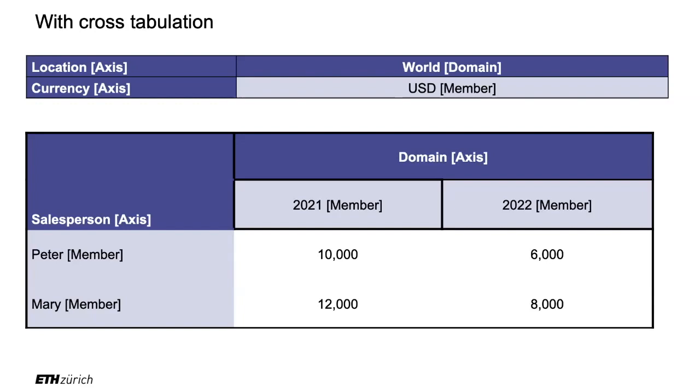But the thing that changed compared to the previous view is that I didn't slice on the location. I aggregated my location all the way to the whole world, right? Some people view it as slicing on the world. You could also see it as a slice, but an aggregated slice, right, on the whole world. Okay, for whom is that clear? Right, I just aggregated on the whole world.